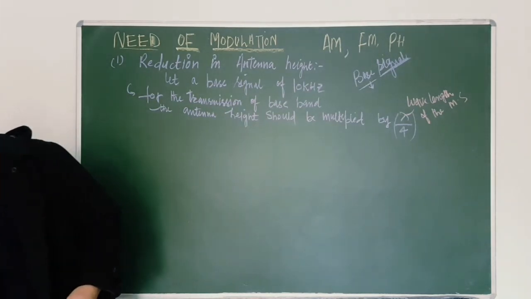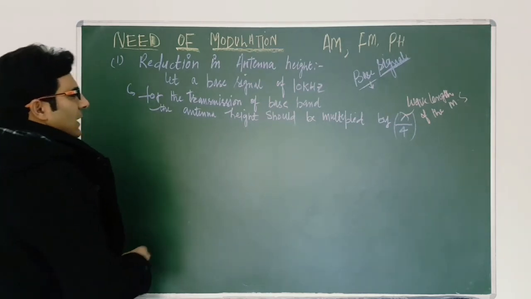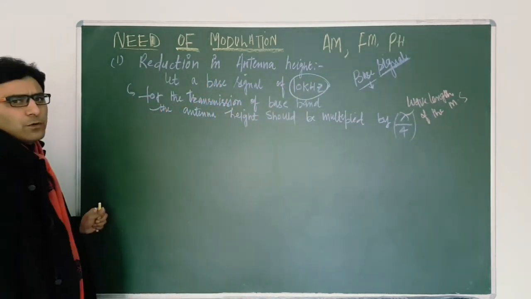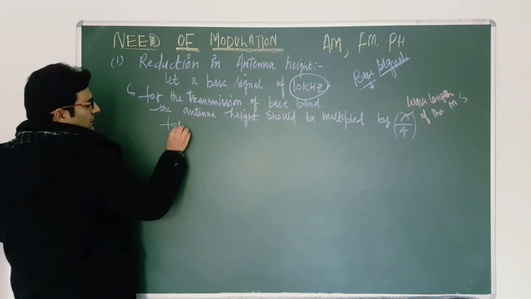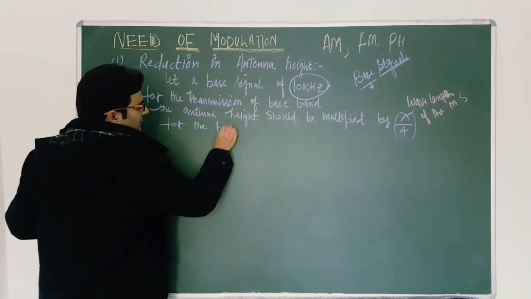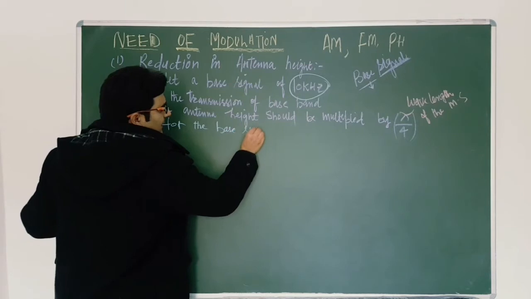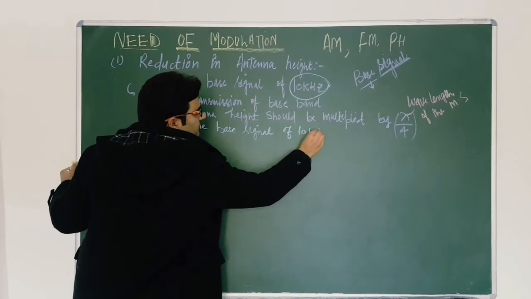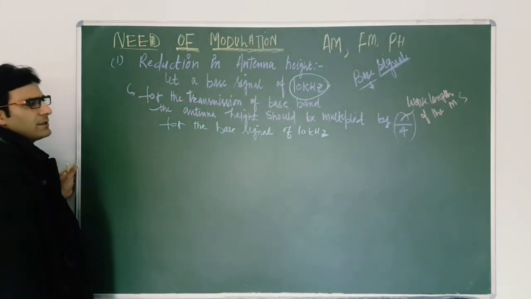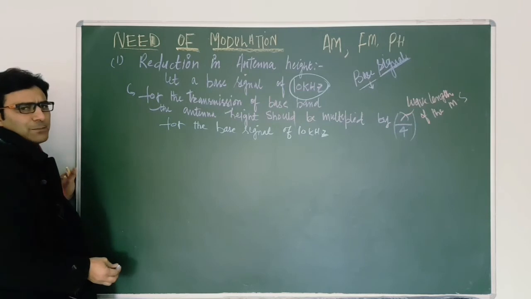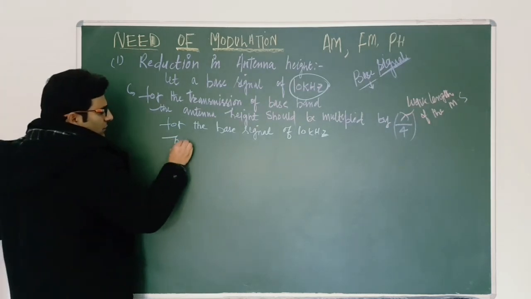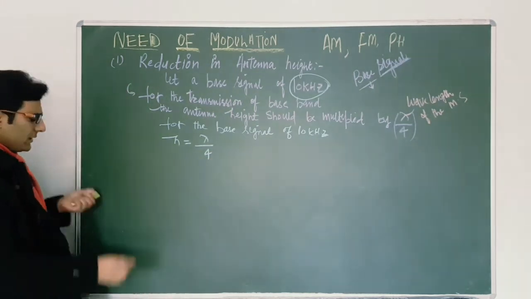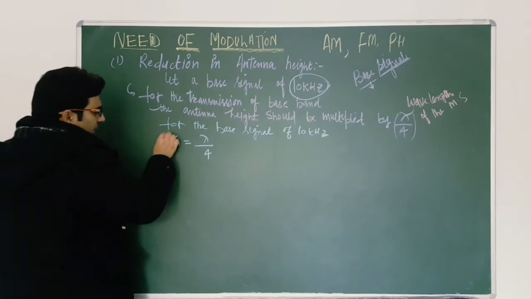Now the second important thing is, for the transmission of this baseband signal of 10 kilohertz, we will find out what the antenna height is. So antenna height should be multiplied by lambda by 4. So h is equal to lambda upon 4. This is the basic formula for how we can find the height of the antenna.